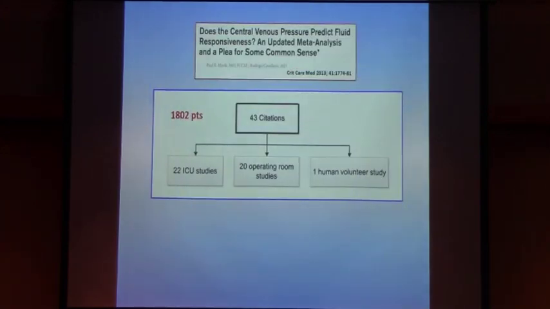This was demonstrated by many studies. This is a meta-analysis by Paul Marik, looking at the predictive value of CVP, central venous pressure, to predict fluid responsiveness in critical patients.